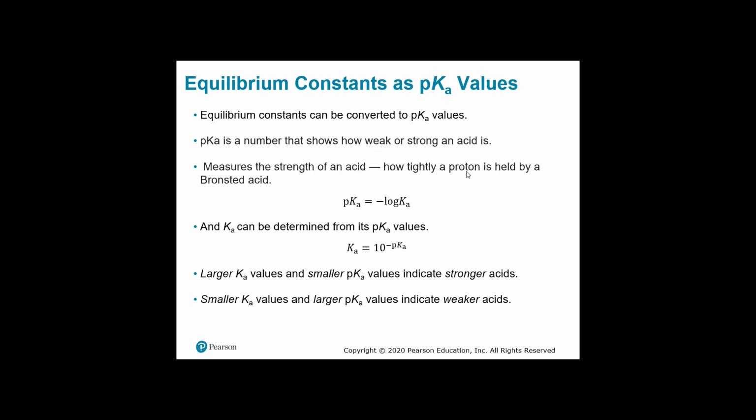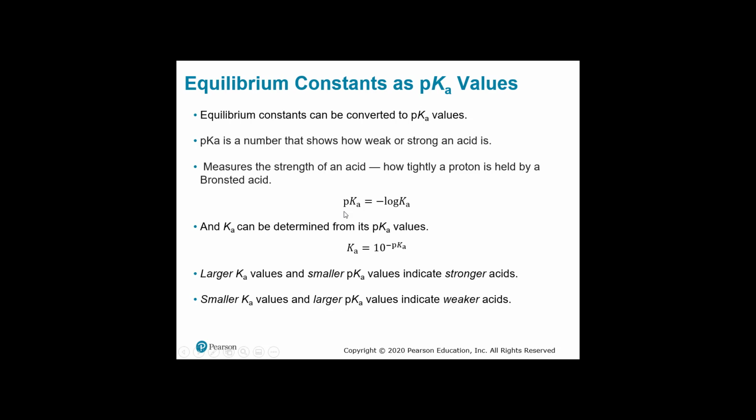Now let's discuss pKa. pKa is also a measurement of the strength of an acid, and it's kind of easier to understand than dealing with Ka. A pKa depends on the concentration of acid, conjugate base, and proton, or hydronium ion concentration. It's a number that shows how weak or strong an acid is. Very similar to Ka, but it's actually opposite in values. It measures the strength of an acid, which is how tightly a proton is held by a Bronsted acid. The pKa is the negative logarithm of Ka, which is what I'm talking about right here.